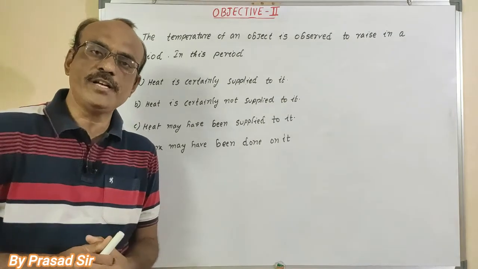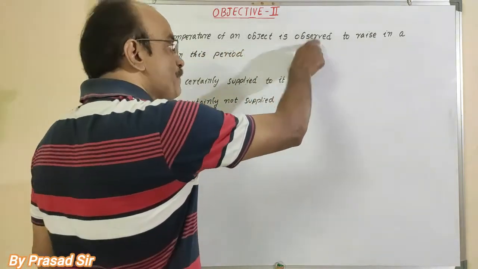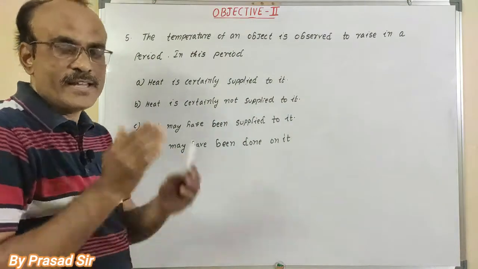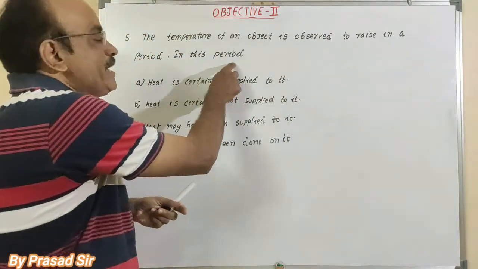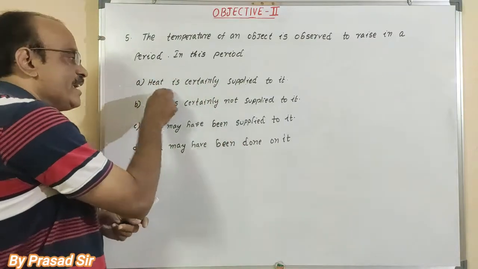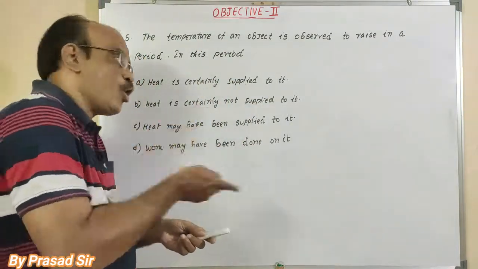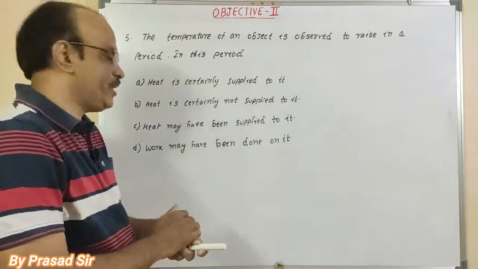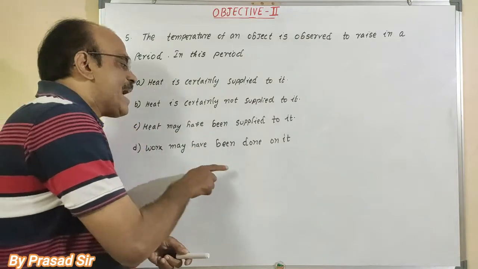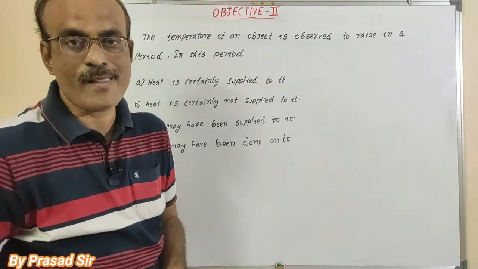Here is question number 5. The temperature of an object is observed to rise in a period. In a certain period, the temperature of the body rises. In this period, what happens? A, heat is certainly supplied to it. B, heat is certainly not supplied to it. C, heat may have been supplied to it. D, work may have been done on it. So which are the correct options here?